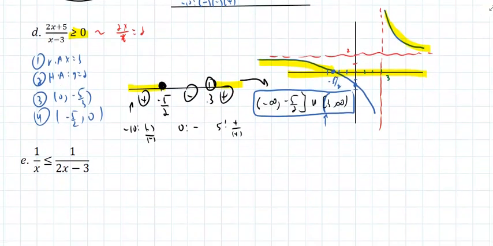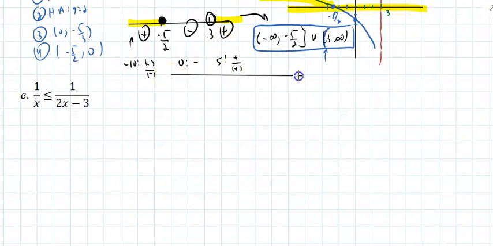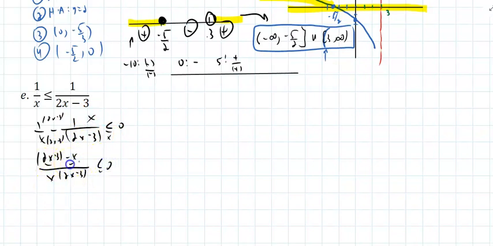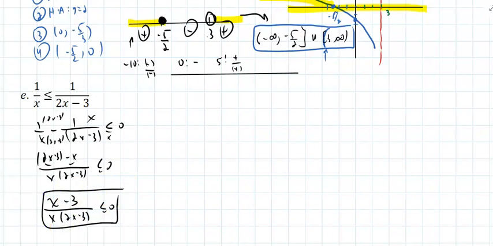And what if I'm looking at something like this? This will be the last problem I'm going to do. Well, 1 over x minus 1 over 2x minus 3 is less than or equal to 0, so get a common denominator. The one thing to do is to cross multiply. Multiply this by 2x minus 3, and multiply this by x. So I'm looking at 2x minus x, that's x minus 3 over x times 2x minus 3 being less than or equal to 0.